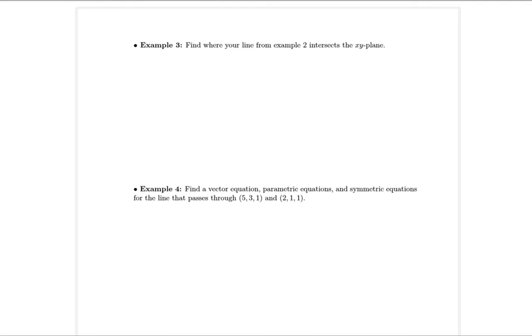All right. So in example 3, it says find where your line from example 2 intersects the xy plane. Okay, so the line we were just talking about, so let me just write down the equation again. I'll just write down the vector equation is fine. So r of t is equal to 4 plus 3t, 10 minus t, and negative 6 plus 8t.